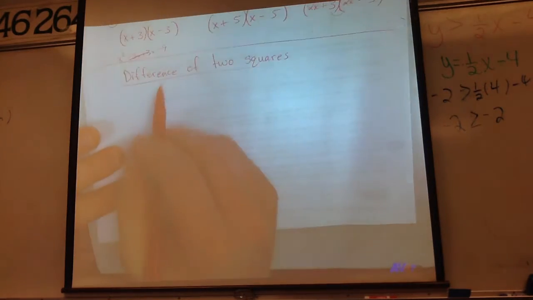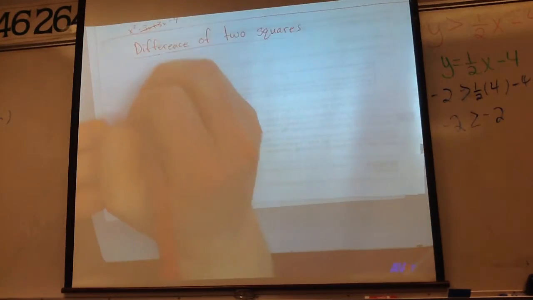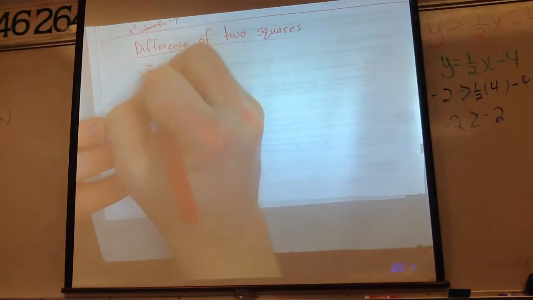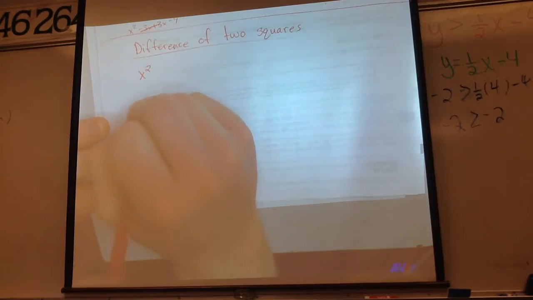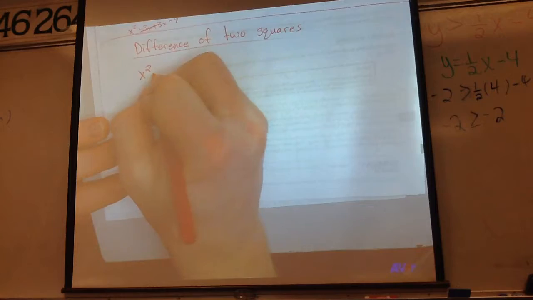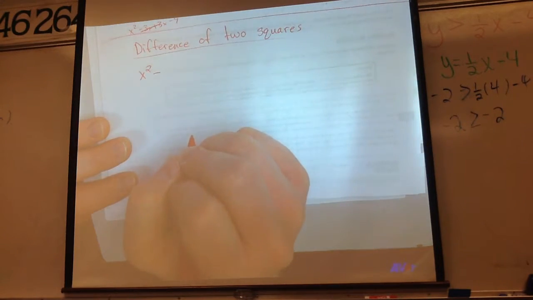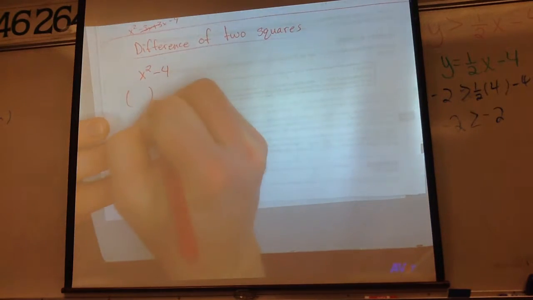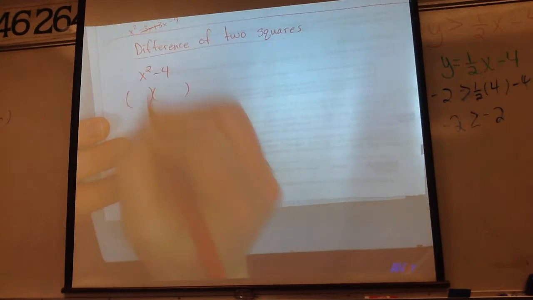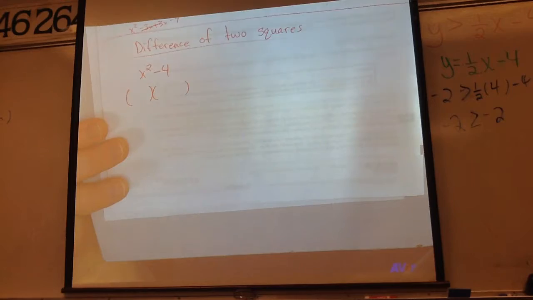No, that means if your first term is something squared, like x squared, or there could be a number in front of it. What's difference mean in math? Minus, and then another square. Give me a square number. 36. 4. If you just have x squared minus 4, it's really easy to factor. You just do the square root of each one. One positive, one negative. Simple as that.